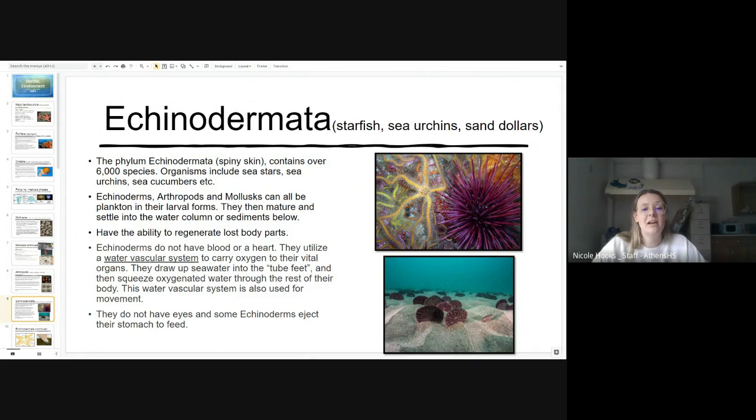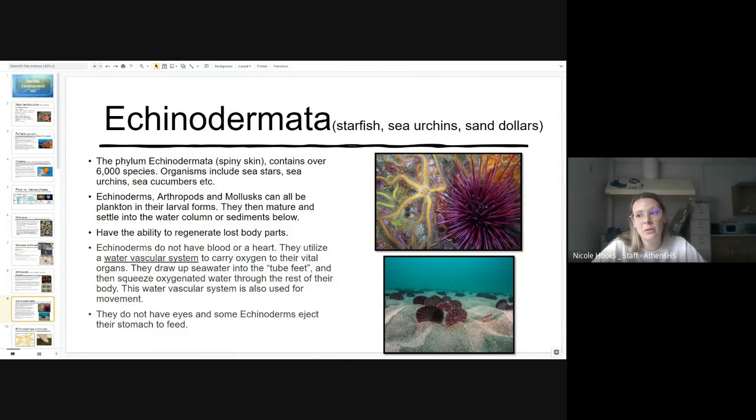The 3 of these groupings, echinoderm, arthropod, and mollusks, can actually be zooplankton in their larval forms, which we've talked about. As they mature, they settle out of the water column and start to become a juvenile and grow bigger. Echinoderms are special. They can regenerate body parts. We've all seen, hopefully, or experienced when a starfish loses its leg, it actually can grow it back, which is kind of cool.